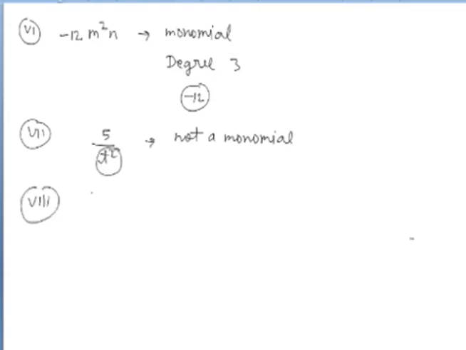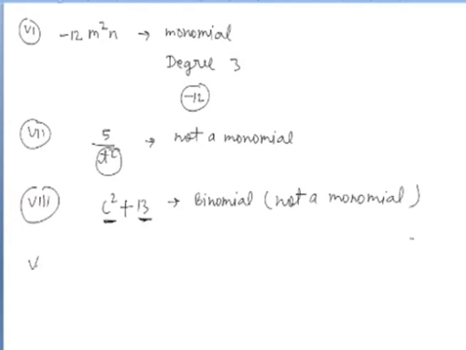And question number 8, c square plus 13. So this is not a monomial, this is a binomial. Okay, this is a binomial, not a monomial. Why? Because there are two terms, c and 13. And question number 9.